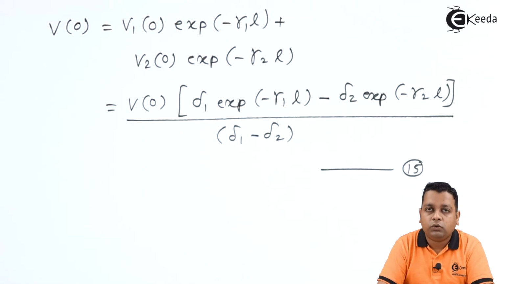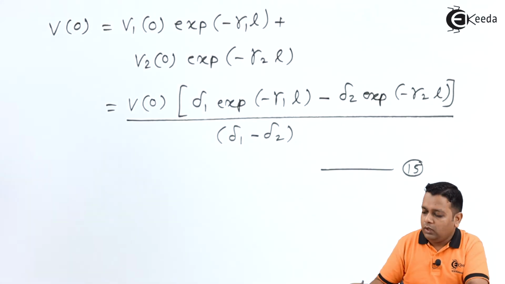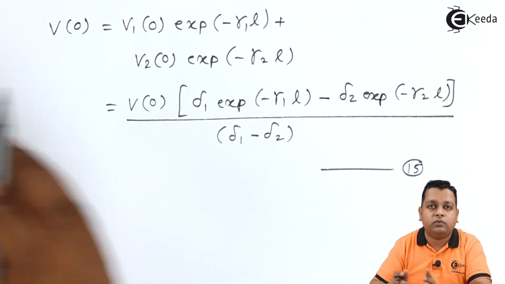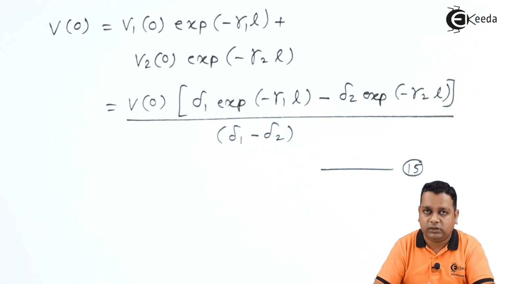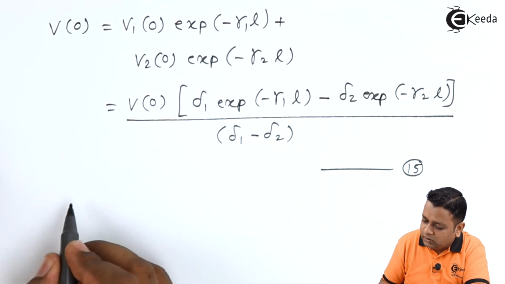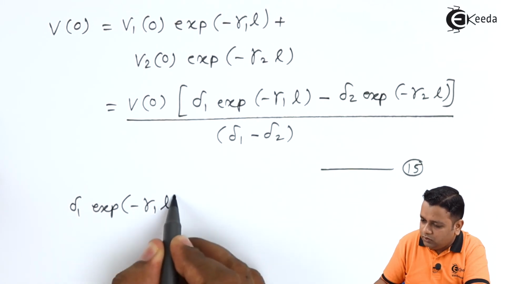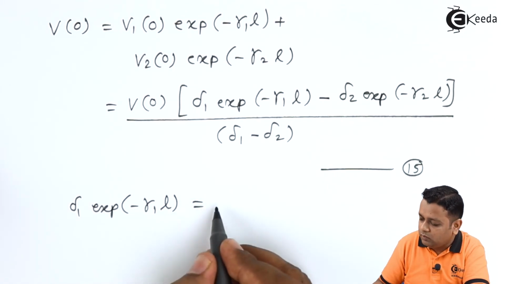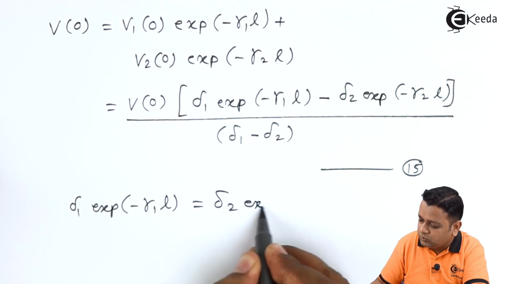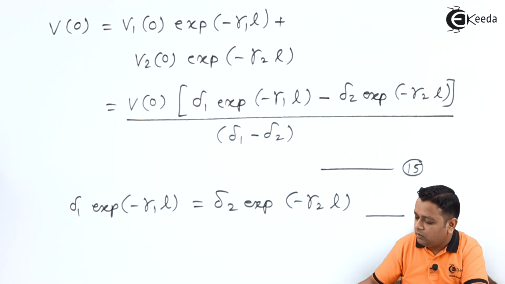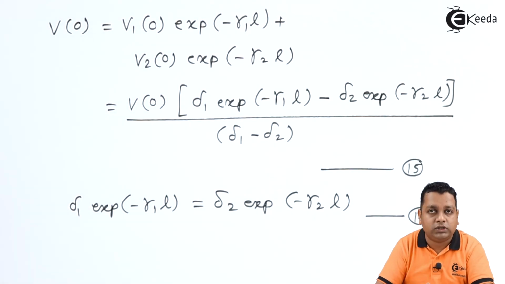Now in equation number 15, we have a square bracket on the right hand side. The square bracket represents the inverse of the gain of the device here, whereas for the oscillation to occur, the square bracket should be equal to 0. So therefore we equate del 1 exponential of minus gamma 1 into L with the second term, that is del 2 into the exponential of minus gamma 2 into L. Let this be equation number 16 for the condition of oscillation to occur.